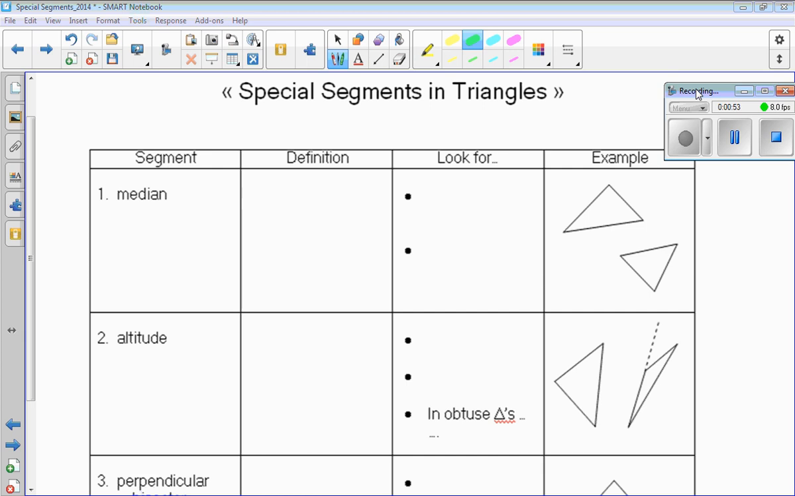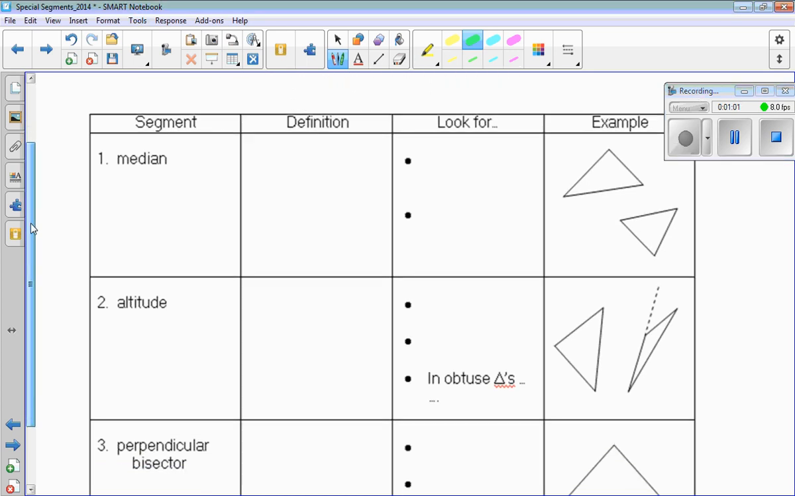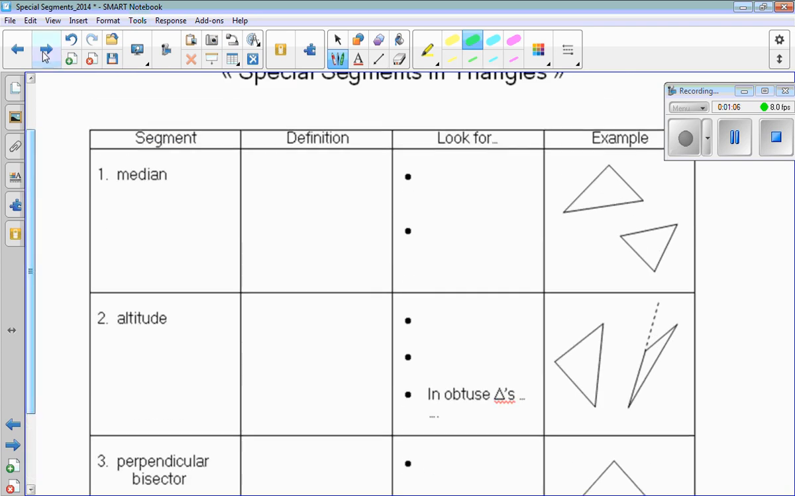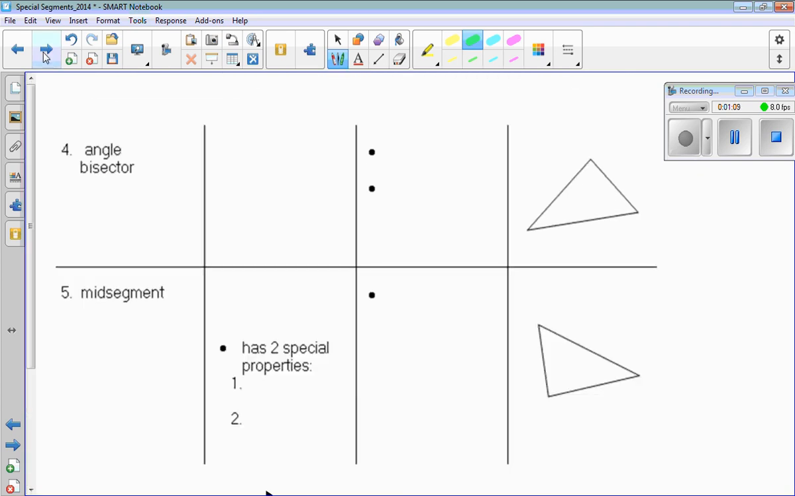So go ahead and find this for me first. As we go through each of these, you'll see we have median, altitude, perpendicular bisector, and I think the next page has angle bisector and mid-segment. There's 5 total. So on this yellowish cream colored paper, I want you to list these segments across the top here as well. Actually, let's do it on the definition side. We'll do the construction in a minute. But on the definition side, go ahead and fill in.